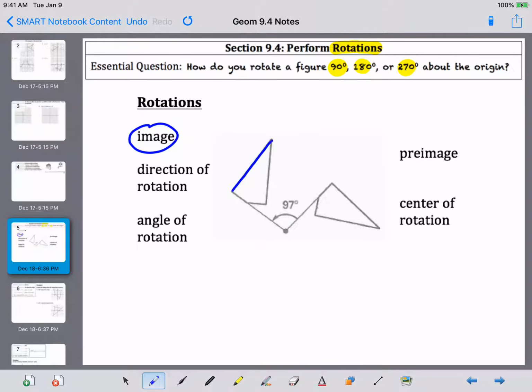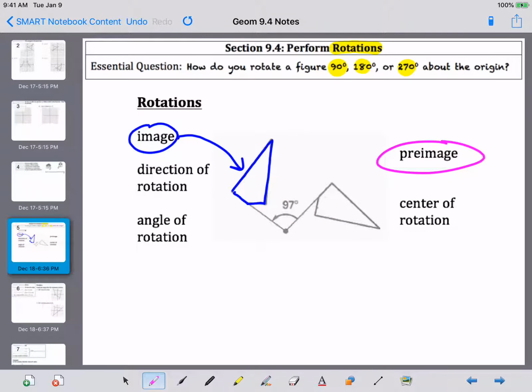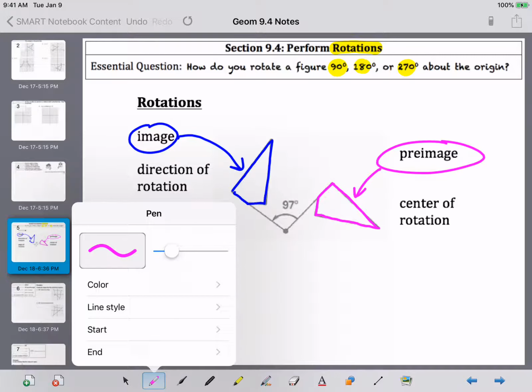All right, so just a little review of a couple terms here. Remember, the image is what you end with. So it's what you get after you perform some sort of movement with a figure, right? So in this case, the image would be this figure. The pre-image is what you started with. So here we started with this figure here, and then we rotated it 97 degrees counterclockwise, and it ended up with this image.